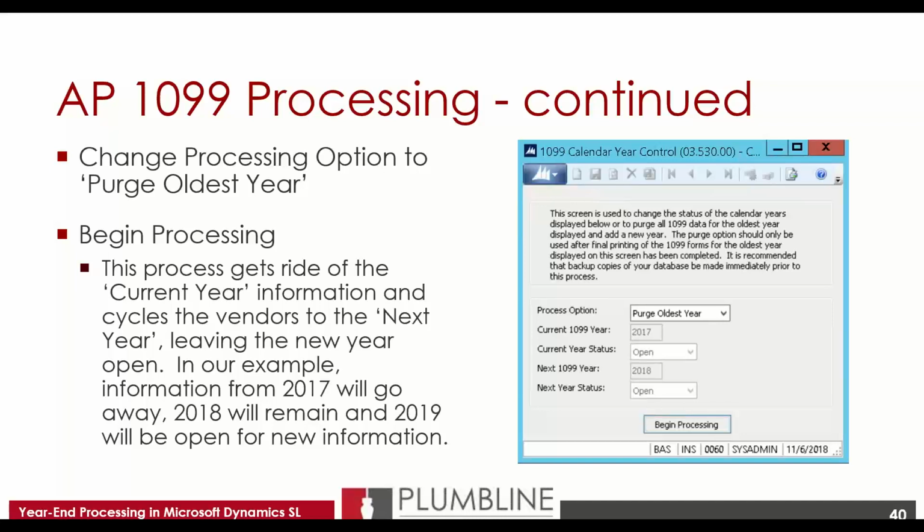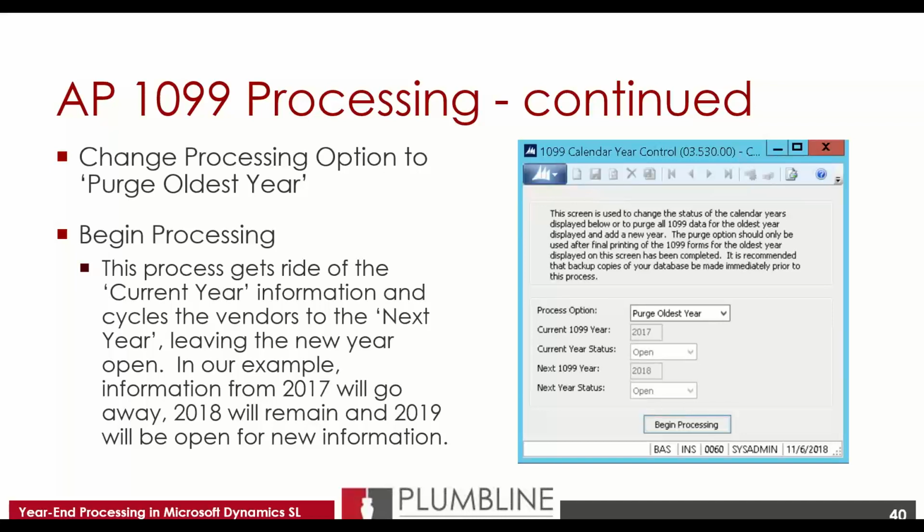For calendar year control processing, this is the screen that's used to purge the oldest 1099 year and roll them forward 1 year. You must do this, as I said, to be able to print checks for a given year. Just be careful in here that you only click the begin processing button 1 time. You don't want to accidentally purge it too many times. If that should happen, reach out to your partner support. We can help you through that.